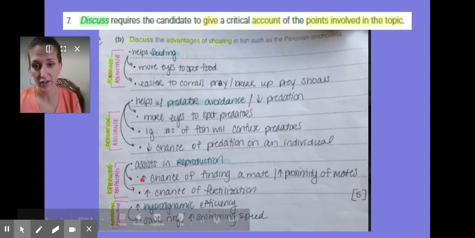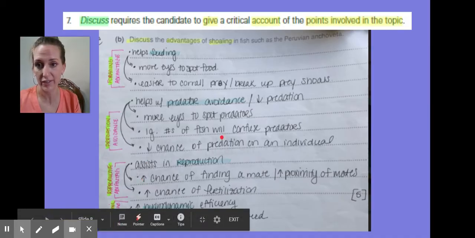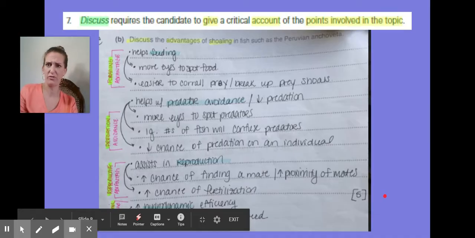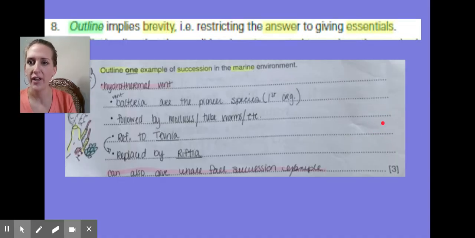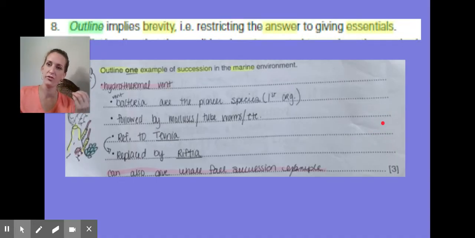I wrote a lot on here. I wrote like 15 points or so. It's only worth 5. But again, I want you guys to get in the habit of writing down everything you know. Outline. Also, you're just giving essentials. You're doing just some brevity, just some step-by-step outline.